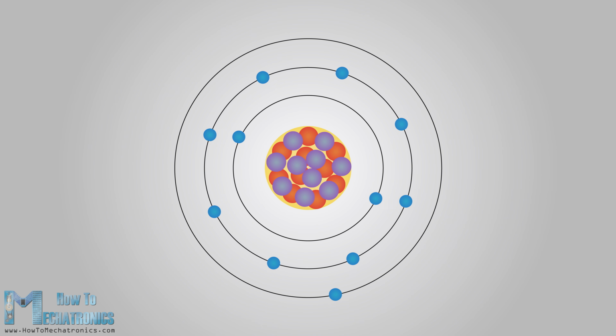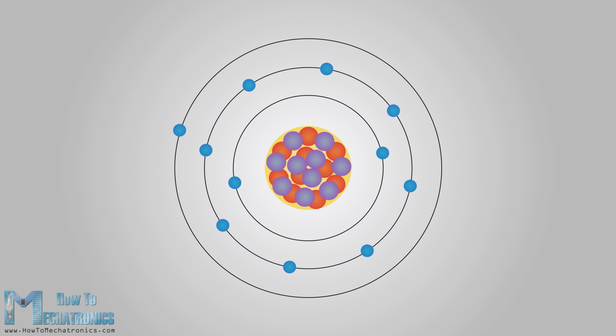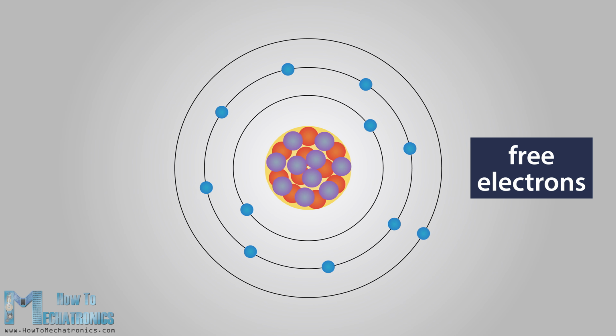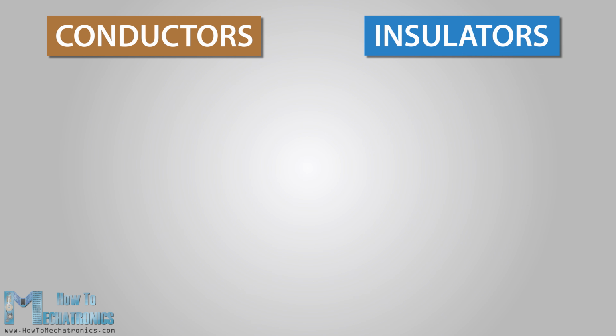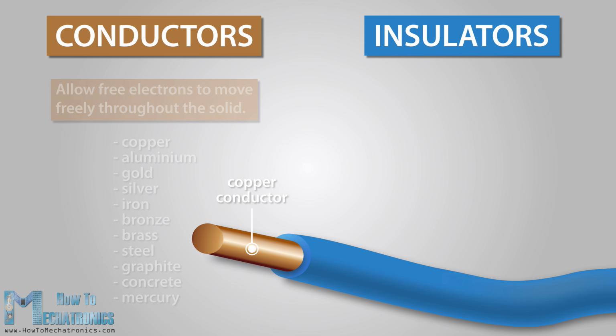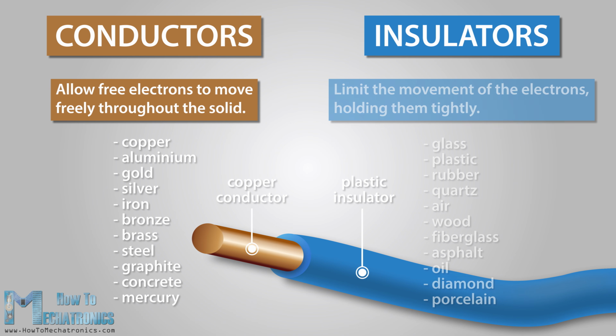Some materials have loosely bound electrons in this shell, which allows them to flow from one atom to another. These moving electrons are called free electrons. How easy it is for electrons to move around depends on the material. Materials can be either conductors or insulators. Conductors, like most metals, allow free electrons to move freely throughout the solid, while insulators, like plastic or glass, limit the movement of the electrons, holding them tightly.